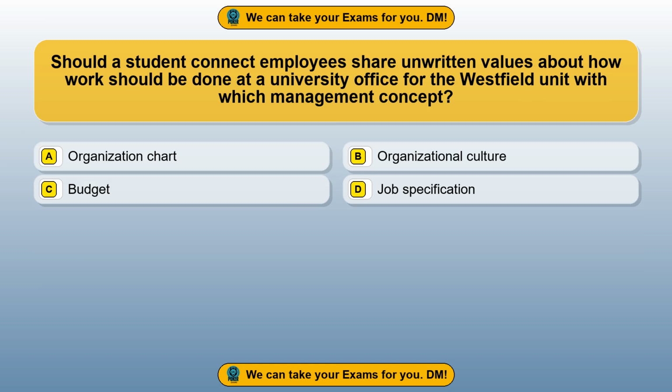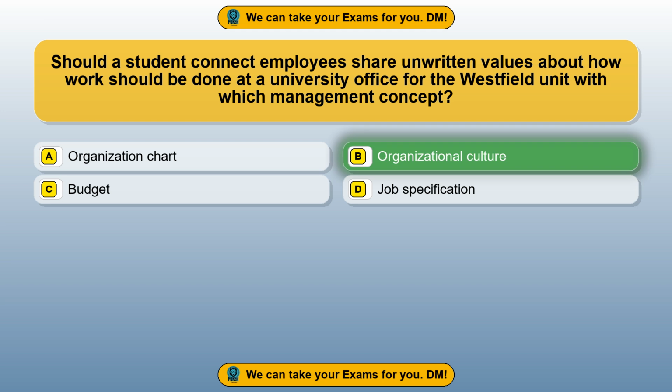Question 67. Should a student connect employees share unwritten values about how work should be done at a university office for the Westfield unit with which management concept? Option A, organization chart. Option B, organizational culture. Option C, budget. Option D, job specification. The correct answer is option B, organizational culture.